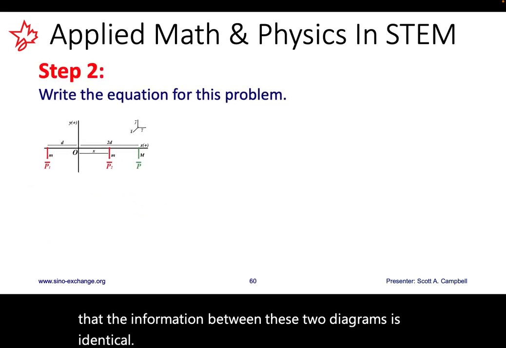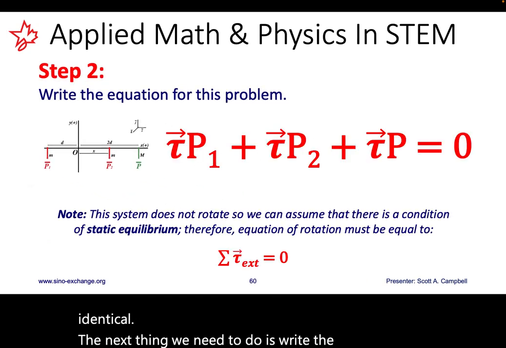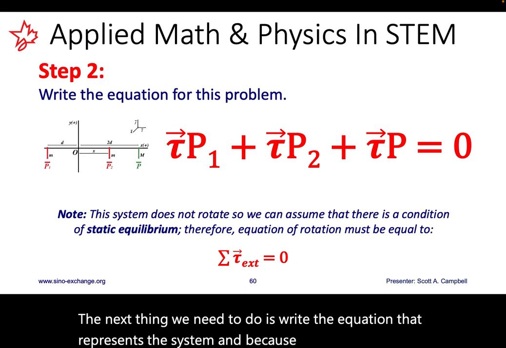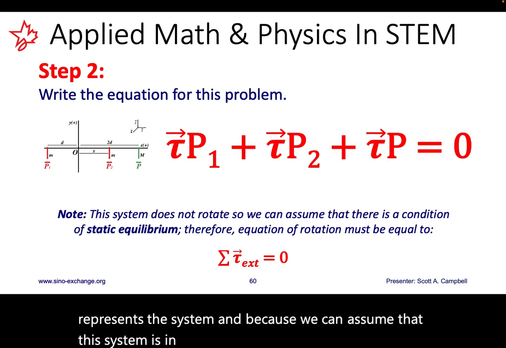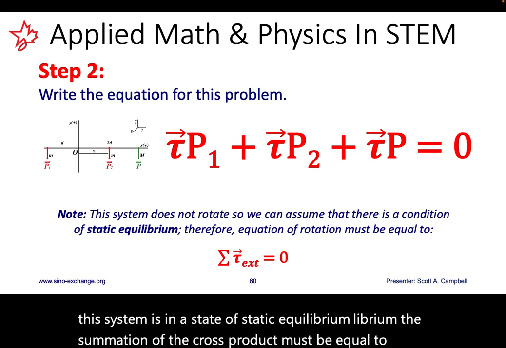The next thing we need to do is write the equation that represents the system. And because we can assume that this system is in a state of static equilibrium, the summation of the cross products must be equal to 0. And that's how we arrived at this equation.